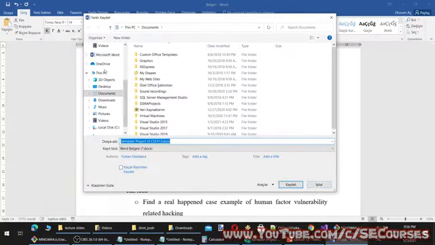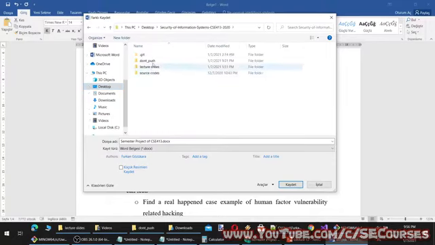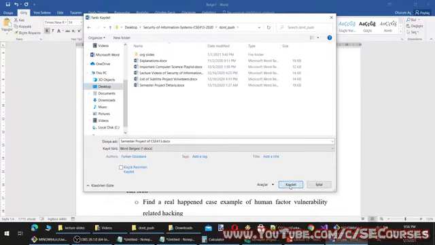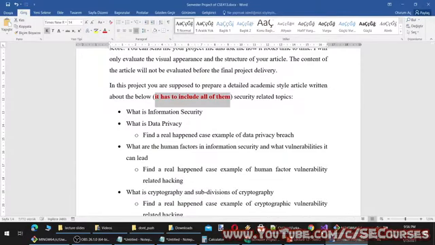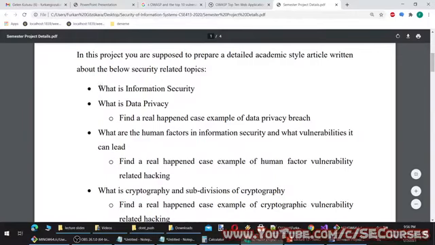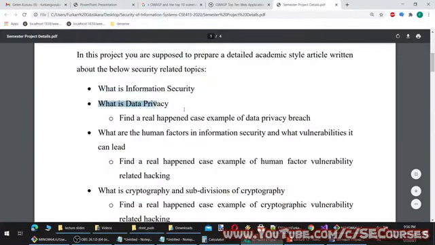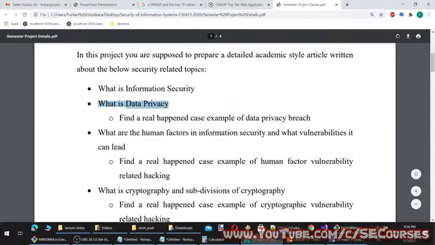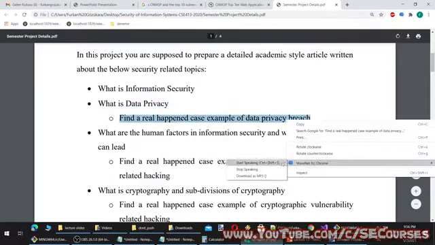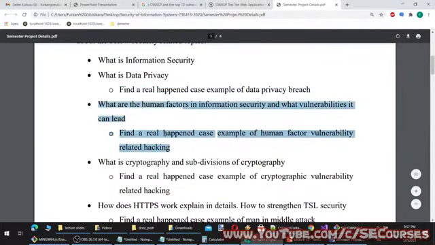So let's save this. I don't know why it has got some error, but it looks like. Okay, save it. So let's continue. What is information security? What is data privacy? Find a real happened case example of data privacy breach.